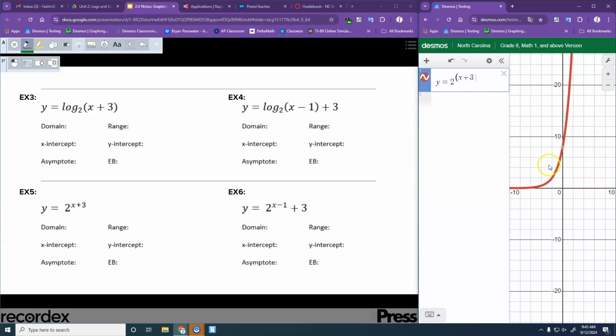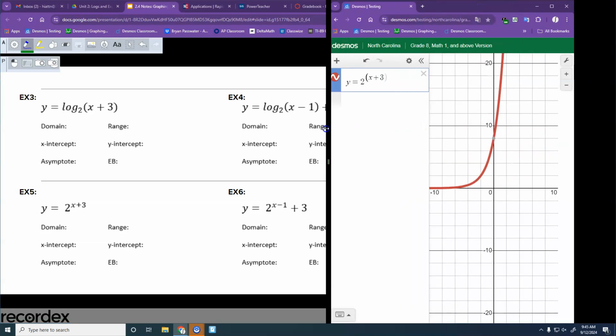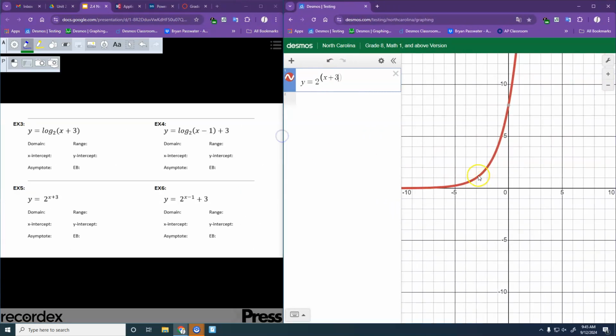All right, what is my domain for that? Does it exist way over here? Yes. What about way over here? Yes. That's negative infinity to positive infinity. That one is an exponential. Your answer should always be negative infinity to positive infinity for your domain. In fact, number 6, what's the domain on number 6? Negative infinity to positive infinity.